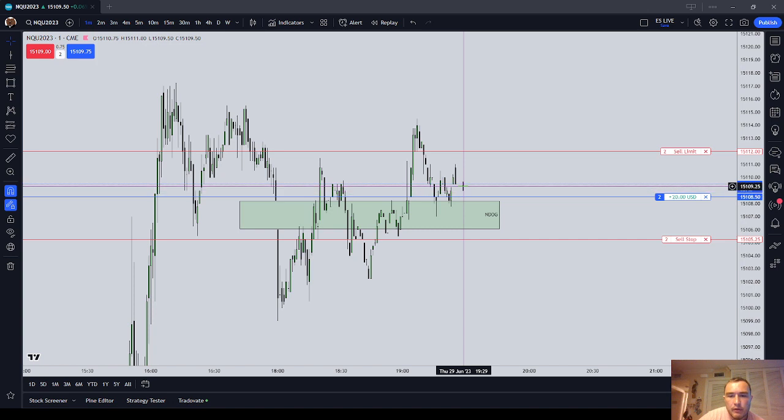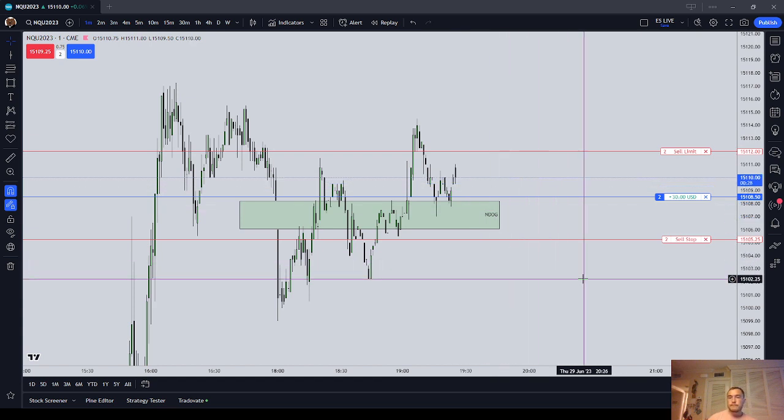Coming back into this little gap we just made. So, had a mark to market that was lower. 109 should find support, or even 109 quarters, and then back up to order block. Yeah, sure. It should go back up to order block. It's the current thinking.